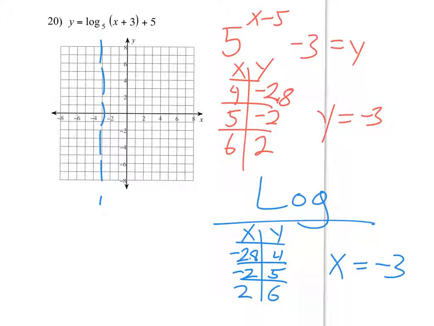Draw that in. We're going to have 2, 6. We're going to have negative 2, 5. And we're going to have negative 2.8 and 4. This would look something like this.